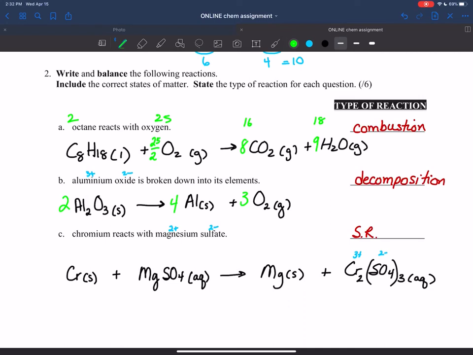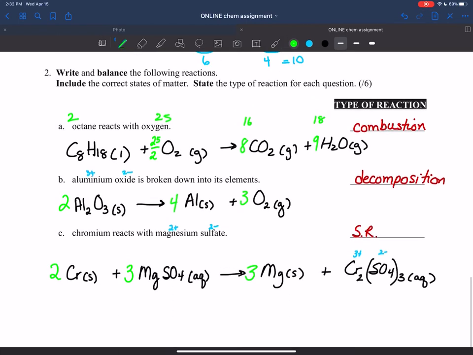And lastly, this last equation, what I see here, I have 3 sulfates on one side. I only have 1 sulfate on this side, so I'm going to need a 3 there. I have 3 magnesiums, so I'm going to need 3 magnesiums there. And then I have 2 chromiums here, so I'm going to need 2 chromiums there. Or chromium, not chromate. All right, so that is it for the assignment.